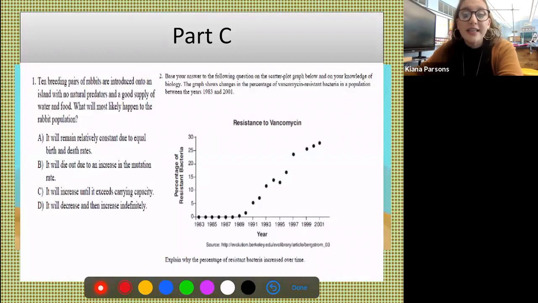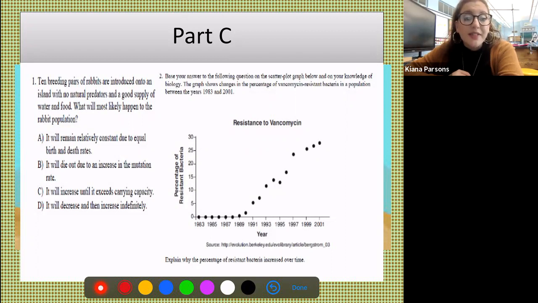All right, so part C, I think I did go through this one fast. So let's finish out the last 2 questions here. 10 breeding pairs of rabbits are introduced onto an island with no natural predators and a good supply of water and food. What will most likely happen to the rabbit population?